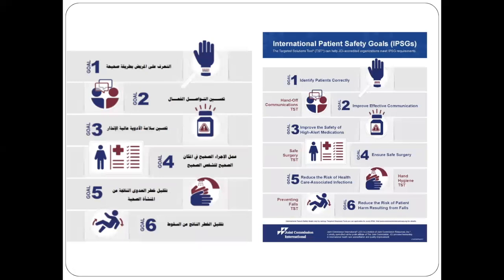Now, the third part of the lecture is the international patient safety goals. This is one of the major areas in the JCI accreditation, and one mistake on it is not accepted by the surveyor, and it could lead to a serious issue for the hospital result. First one is identify patients correctly. Number 2, improve effective communication. Number 3, improve the safety of high alert medication. Number 4, ensure safe surgery. Number 5, reduce the risk of healthcare associated infection. Number 6 is reduce the risk of patient harm resulting from falls.